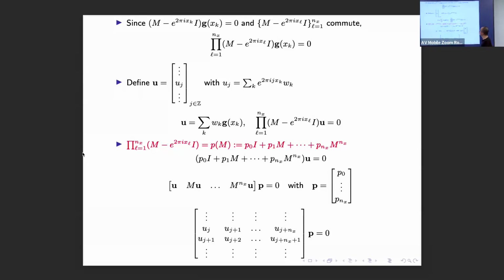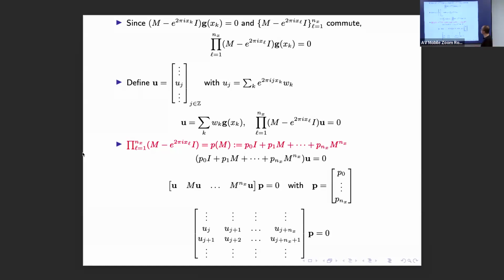Because they commute, I can take all of them, going from the first one to the nx-th one, and multiply them together. That will kill any of these G of xk, because one of them will kill it. By commutativity, you can move the one that's going to kill it to the end and immediately destroy it. So it's equal to 0.